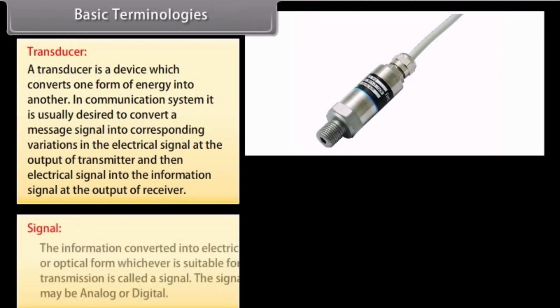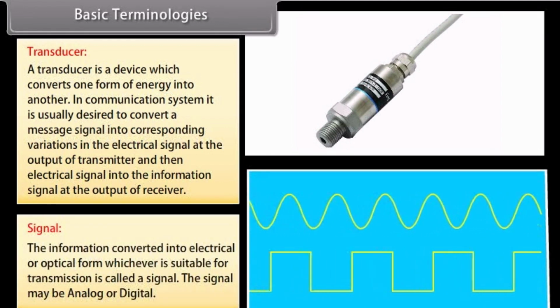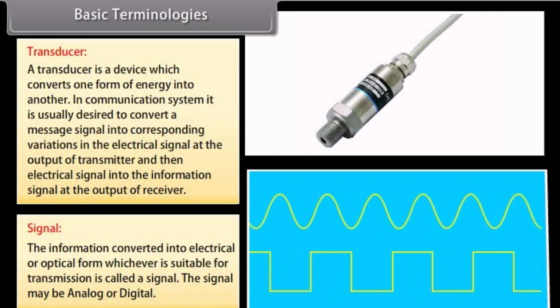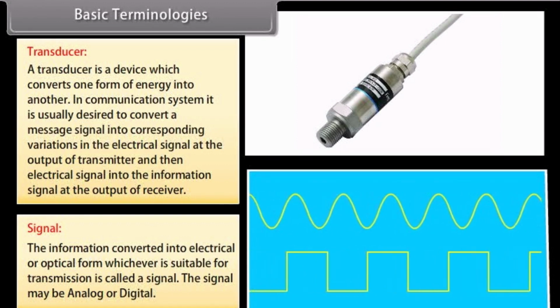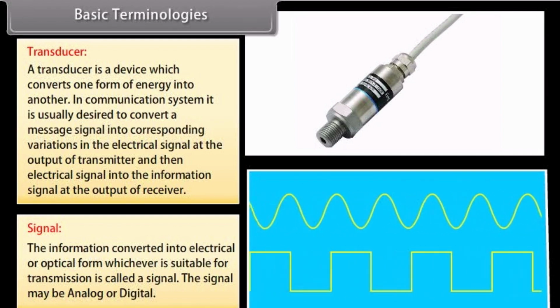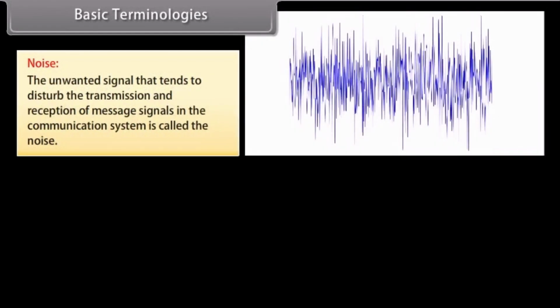Signal. The information converted into electrical or optical form, whichever is suitable for transmission, is called a signal. The signal may be analog or digital. Noise. The unwanted signal that tends to disturb the transmission and reception of message signals in the communication system is called the noise.